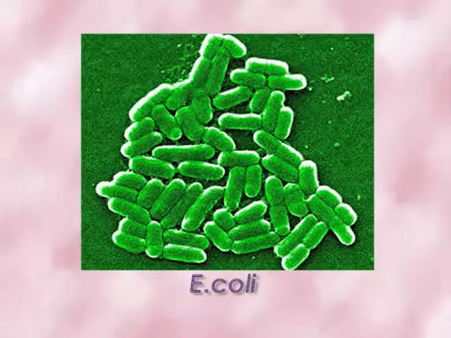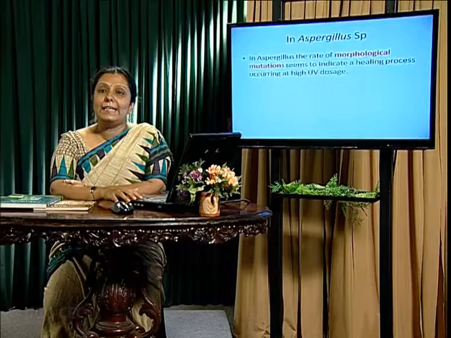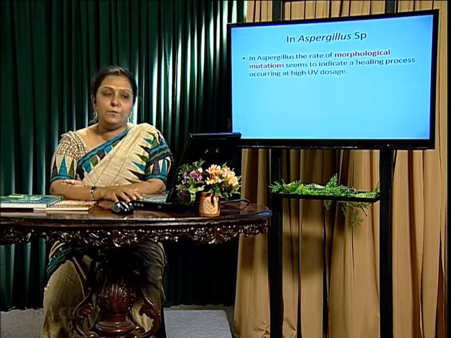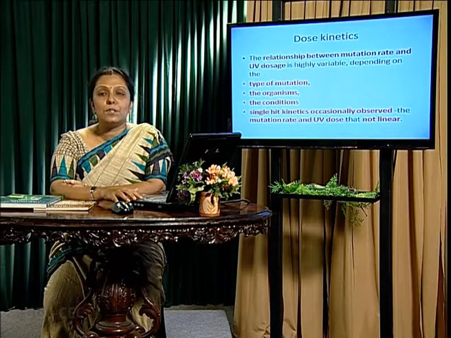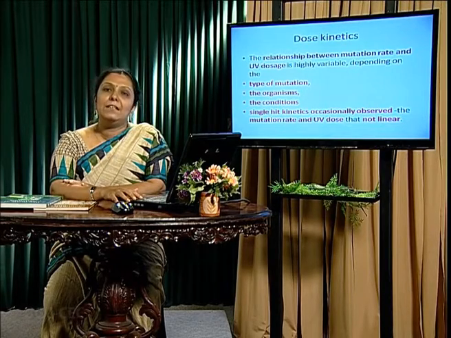Next one, in the case of E. coli, streptomycin resistant E. coli shows single hit kinetics with respect to UV dose. And in Aspergillus species, morphological mutations are found in the case of UV. Dose kinetics, the dose response kinetics is dependent on the type of mutation, the condition as well as the organism. And here we can seldom find UV related single hit kinetics.